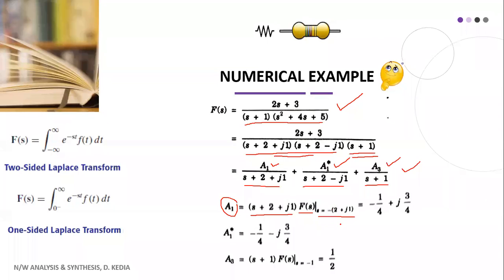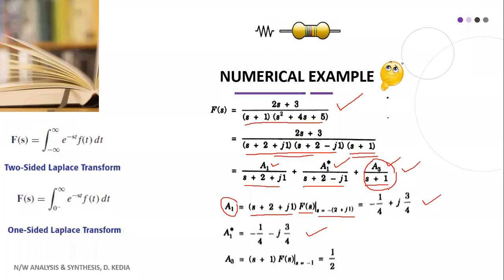So this we are substituting, and once you put it, you get the result of a1 as minus 1 by 4 plus 3j by 4. So obviously if a1 is this, a1 star will be this. Okay, and now we need to find out a3. So how do we find out a3?